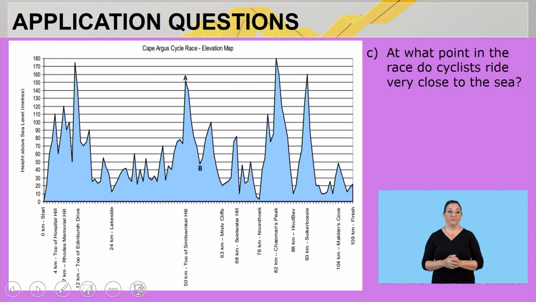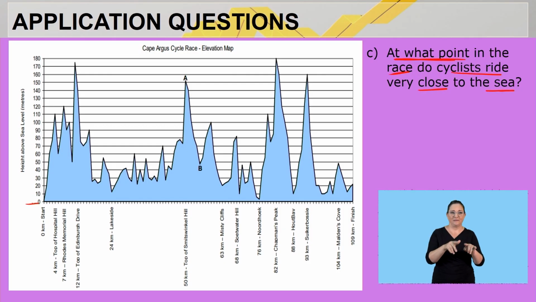All right, I will now be looking at question number C. It says, at what point in the race do the cyclists ride very close to the sea? Right, remember this from here is above sea level. So moving here downwards to sea level, at what point in this race do the cyclists ride very close to the sea? So we must find the closest point at the bottom. Okay, so we'll agree it's here. That's the closest, because from this point upwards here, it's above sea level.